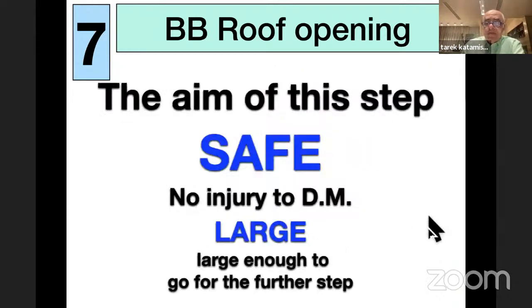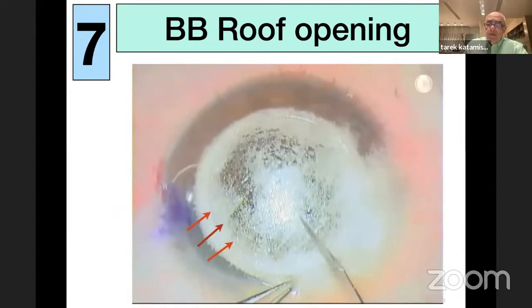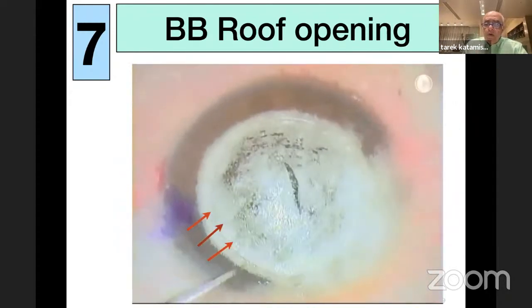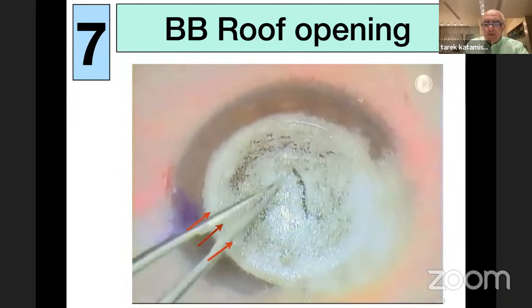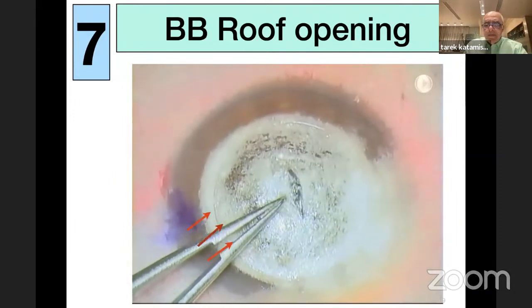So the aim of this step is to make a safe opening, which means that we don't want to injure this membrane, and it should be large enough, because if you do a small opening, you will be stuck in removing the remaining stroma. So this is an example of a good big bubble roof opening, very large. You can use it for the next step.